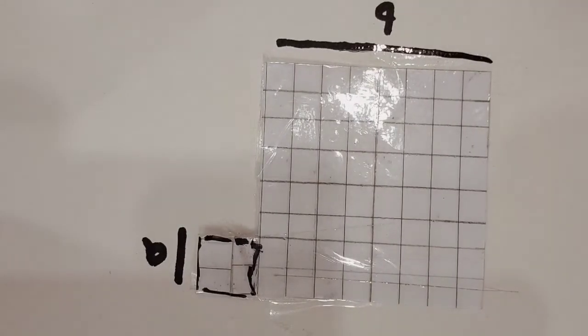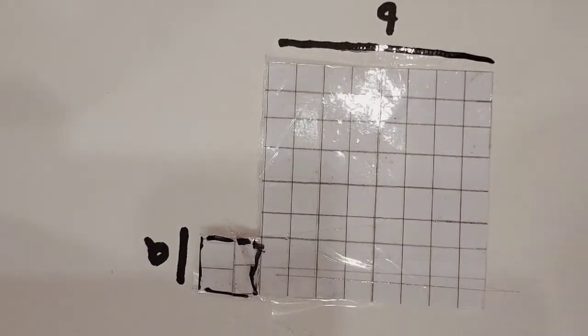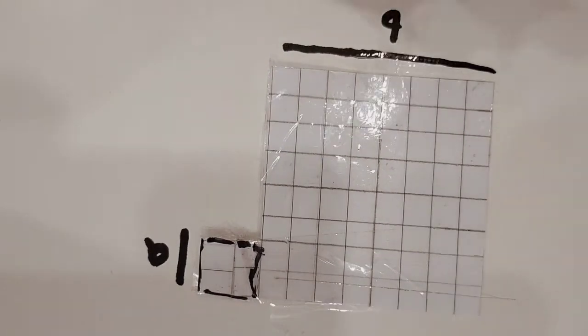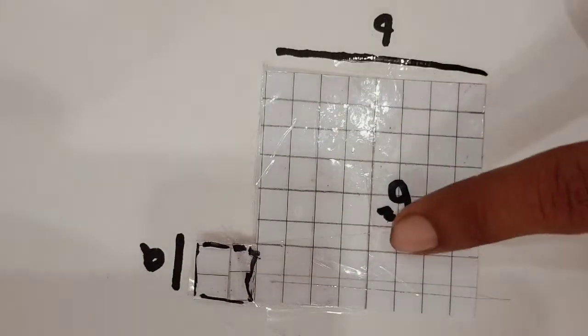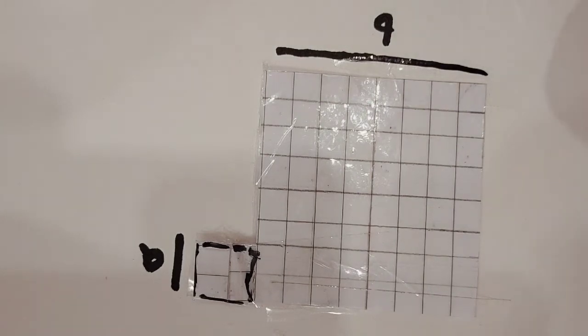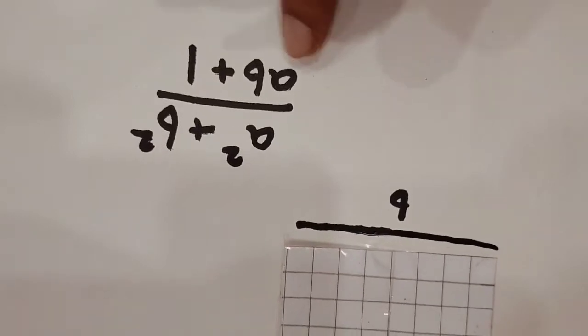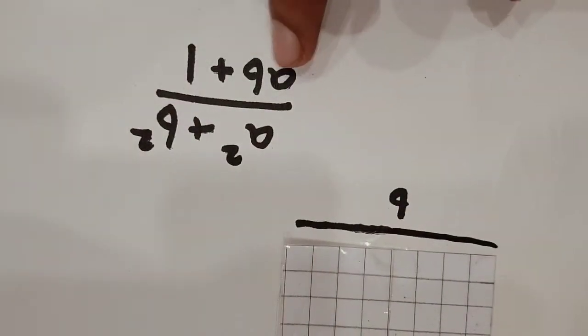We have two squares, one with the side length b and one with the side length a. These two squares represent the two squares in our equation, so this will represent b square and likewise that square will represent a square. You can see in this equation both areas are added together on top.